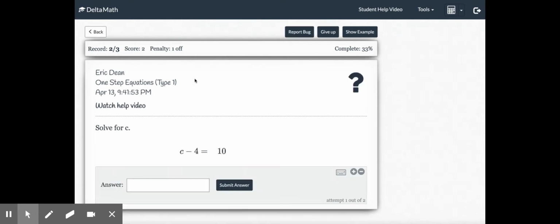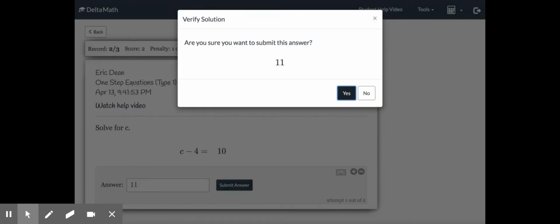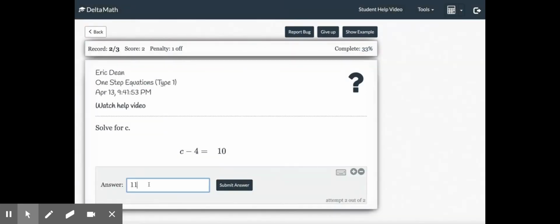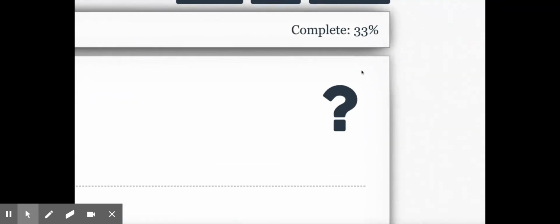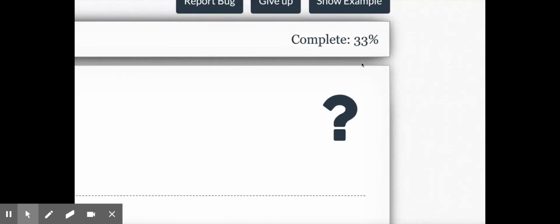Now, what happens if we get one wrong? So let's say we submit 11, and then we submit another answer, and we're going to get this wrong. This problem has a penalty, and you can hover here and read what the penalty is. Now, if the teacher sets a penalty, it means if we get a question wrong, our score, which is now 2, is going to go down by 1. And our grade on the assignment, we are 33% complete. I'll explain that a little bit later.